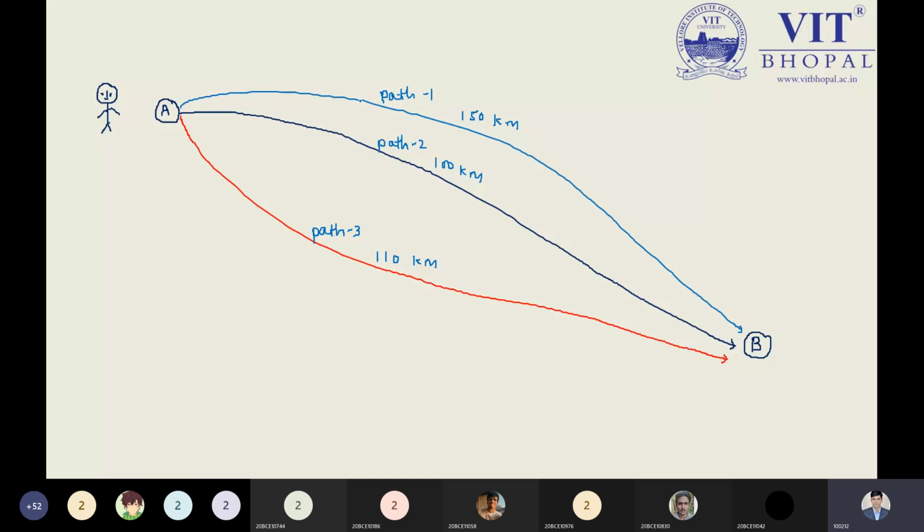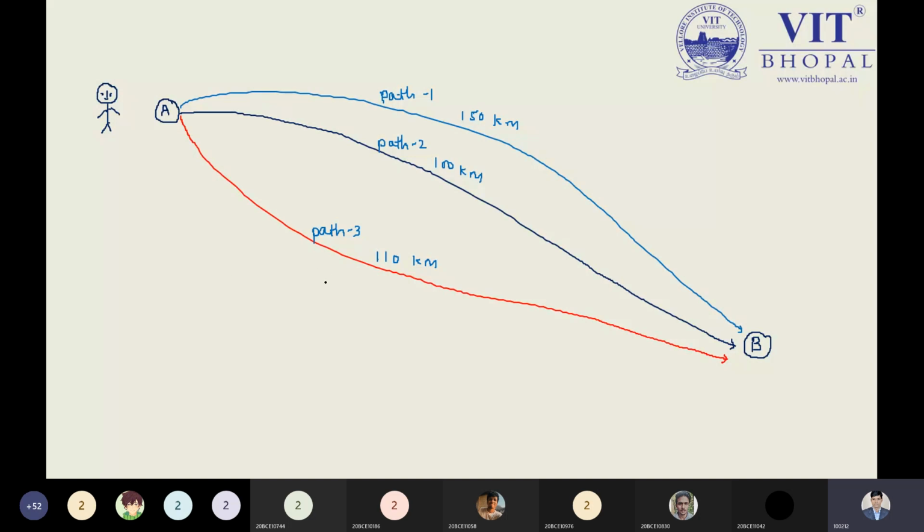Is it clear right now? According to you, which path would you like to choose? That is path two. Am I right or not? Tell me. Yes, sir. I'm just drawing a very simple concept.